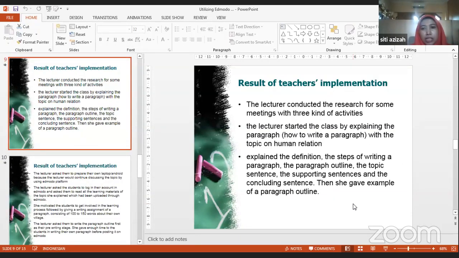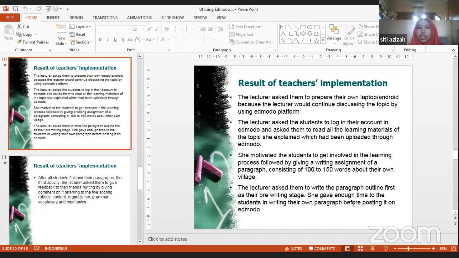Result of teachers' implementations. I conducted the research with three kinds of activities. In the first activity, I explained the paragraph, since this is the English majoring. So I gave a simple topic, how to write a paragraph with the topic of human relations. It explains the definitions, the steps of writing a paragraph, the paragraph outlines, the topic sentence, the supporting sentences, and the concluding sentence. Then she gave an example of a paragraph outline.